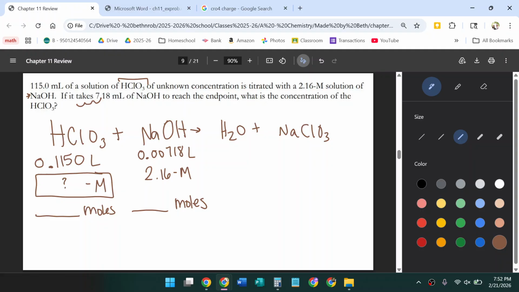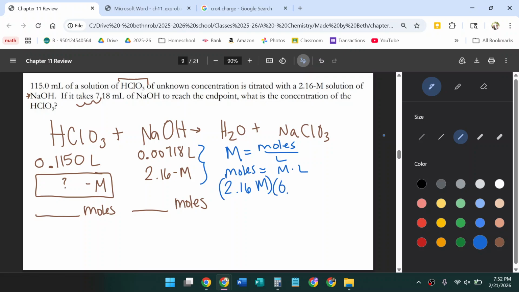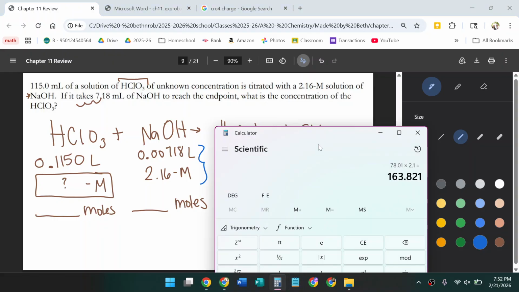So let's start with our base because we have all the information we need. So M equals moles over liters. Again, I'm trying to find moles, so I'm going to rearrange this. I'm going to say moles equals M times L. So my M is 2.16 and my L is 0.00718 liters. I'm going to multiply those two together.